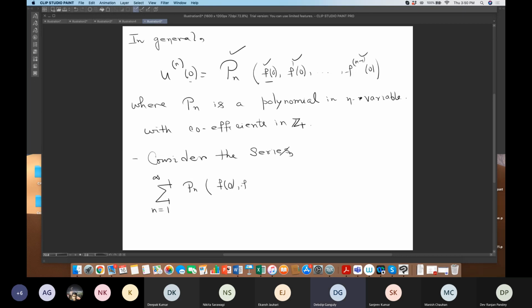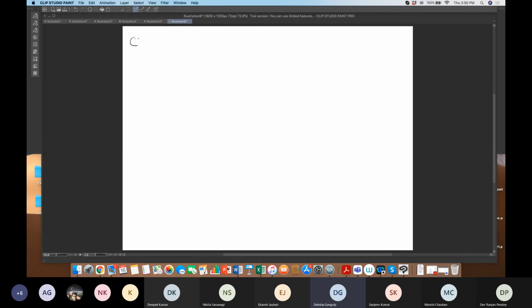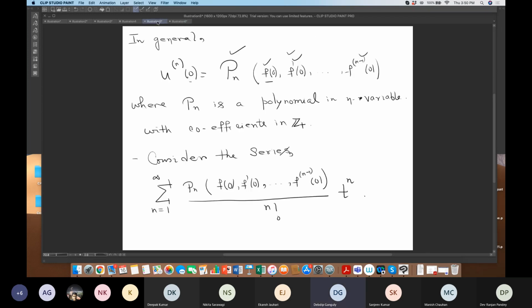P n of f(0), f prime at 0, dot dot dot, f n minus 1 at 0, over n factorial, t to the power n. I consider this. We don't know whether this series converges or not. So this P n is where u n prime 0 comes. So the claim is that the above series, the previous page series, has a positive radius of convergence. What does it mean? Can anyone tell me what it means? So this series has a positive radius of convergence. What does it mean? Just tell me.